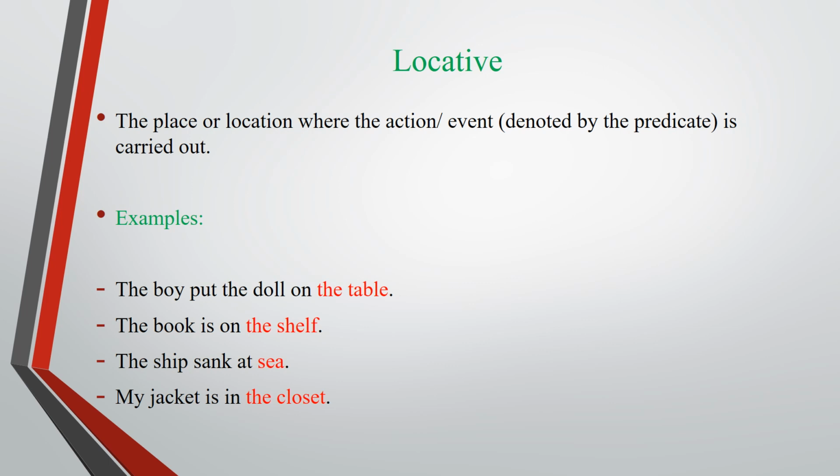Locative is the place or location where the action or event denoted by the predicate is carried out. For example, the boy put the doll on the table. The book is on the shelf. The ship sank at sea. My jacket is in the closet. All the linguistic elements in red play the role of locative or location. So they all show the location in which something can be found.